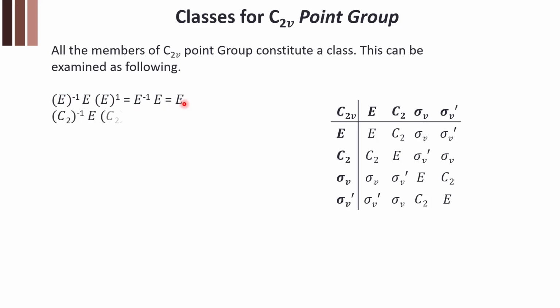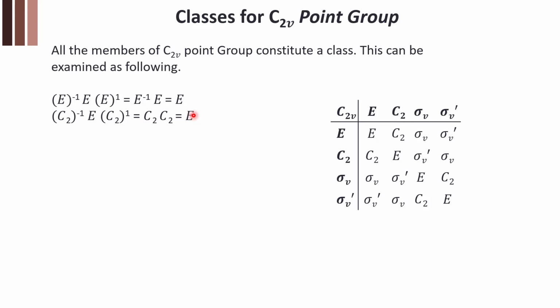The answer is E. But when you talk about C2 with E, so C2 inverse E C2, reciprocal of C2 is C2 itself, and C2 into E would be C2. There are two C2s, and C2 is reciprocal to itself. So C2 multiplied by C2 is identity. So the second result is also identity.